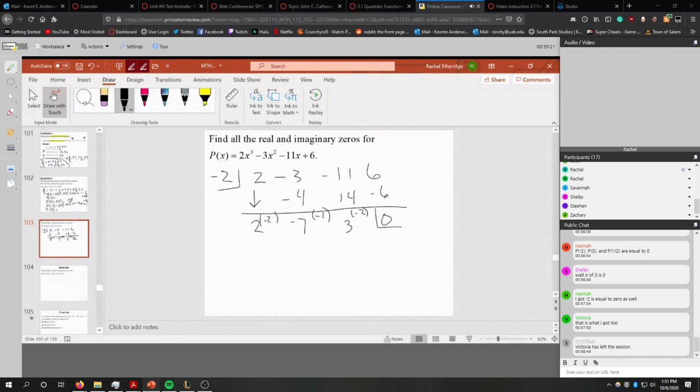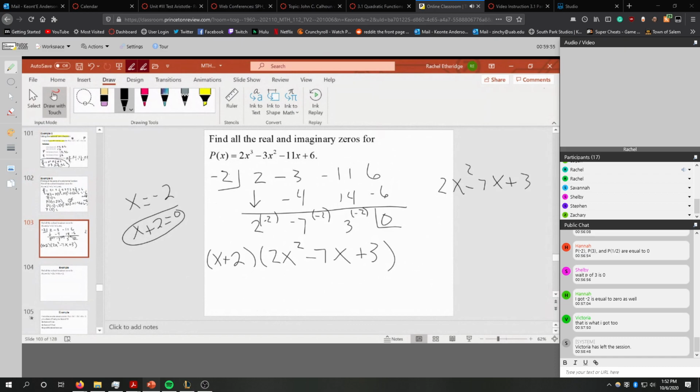So I got the 0, and now I know the rest of my equation. I know one of my factors is going to be x plus 2. Because remember, if x equals -2, then you move that over, and it's going to be plus 2, which is the factor. So I'm going to have x plus 2 times 2x squared minus 7x plus 3. And then I need to factor 2x squared minus 7x plus 3.